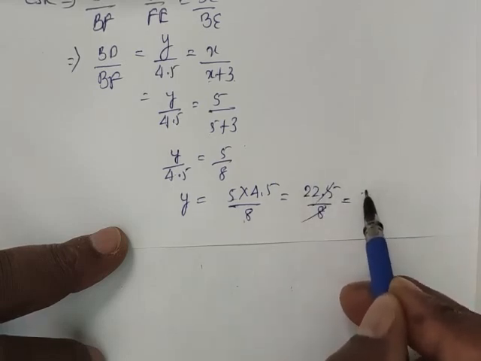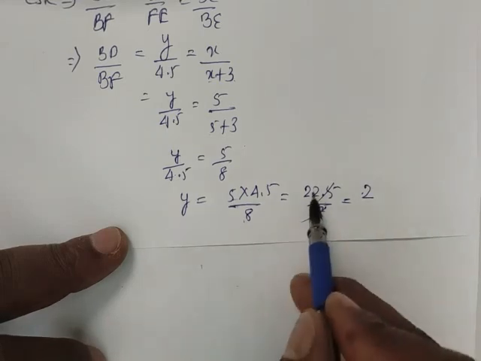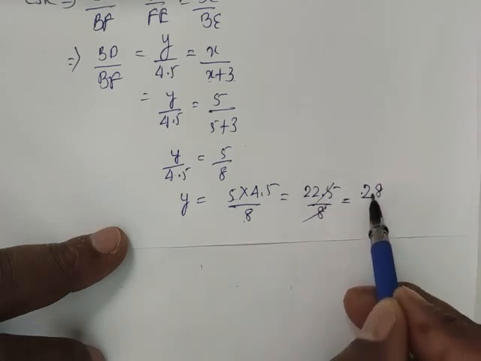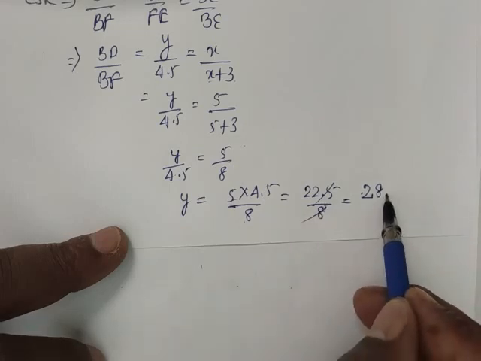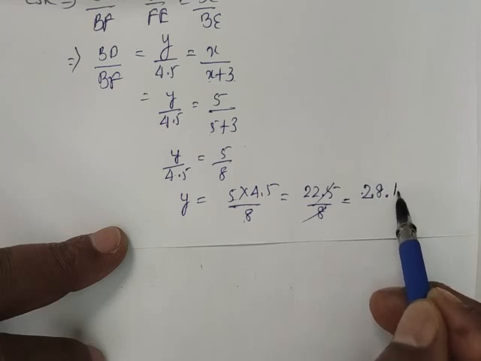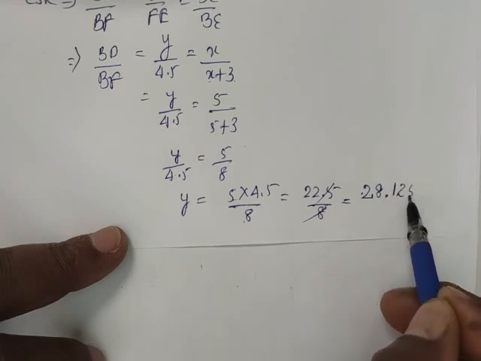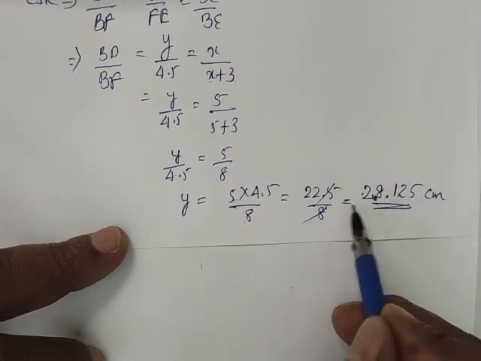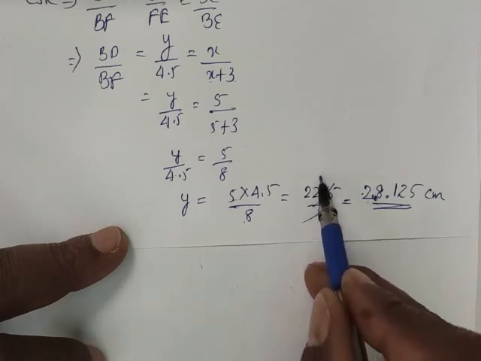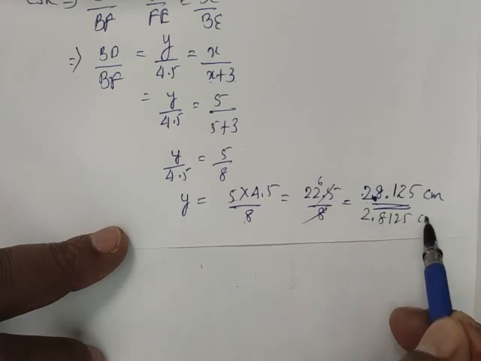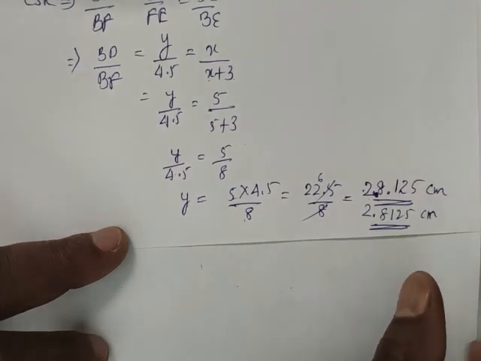8 2s are 16, 6 carry, 8 2s are 16, 6 carry, 65, therefore 8 8s are 64, then we get the decimal, 10, 8 1s are 8, then 2, 8 2s are 16. So 6 remains, 6.5. So we keep the decimal here: 2.8125 centimeter. This is the length of y.